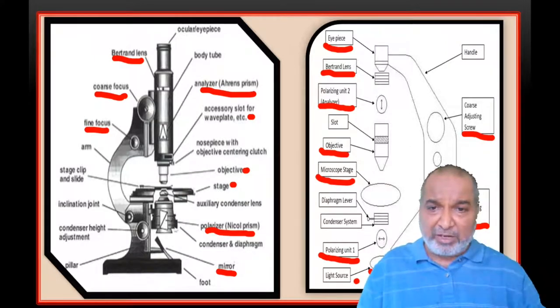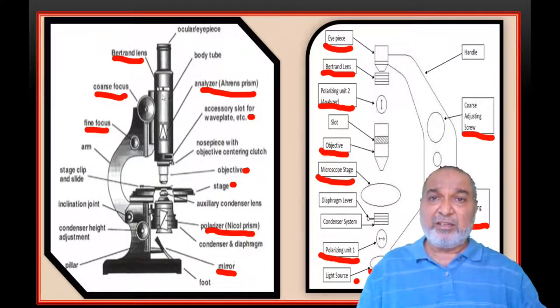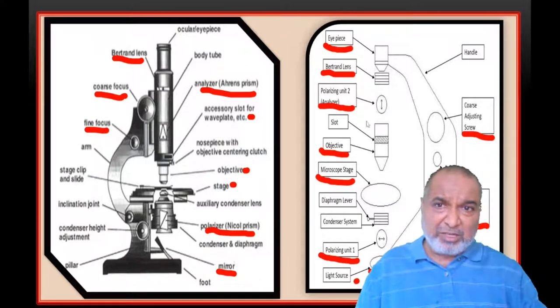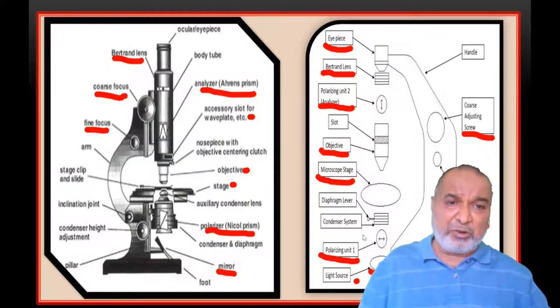So this is what we have in the practical. Here what we require: this is the mirror, the polarizer, condenser, then here we have the object, then the slot, then the analyzer, then the Bertrand lens, and the eyepiece. In addition, the coarse adjustment screw, fine adjustment screw, and this is the adjustment screw for the condenser. Similarly, on the right hand side, the same thing is given, and we are giving you the separate details.